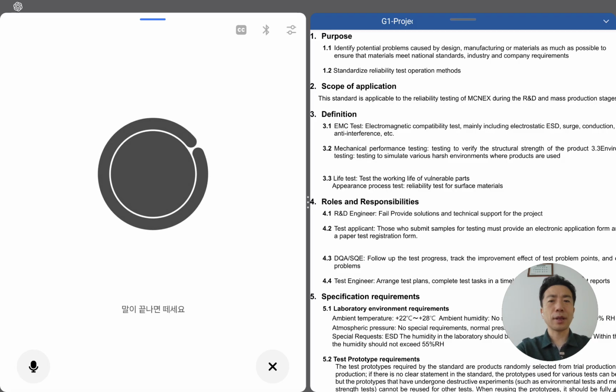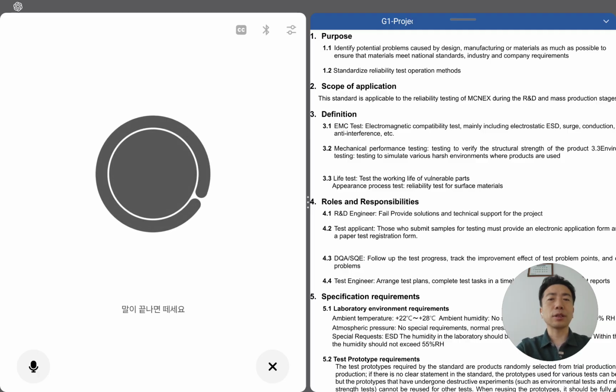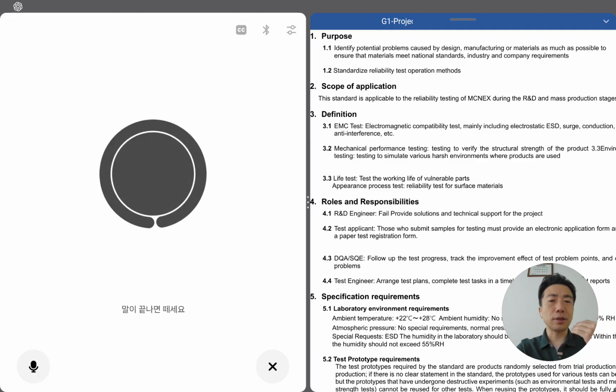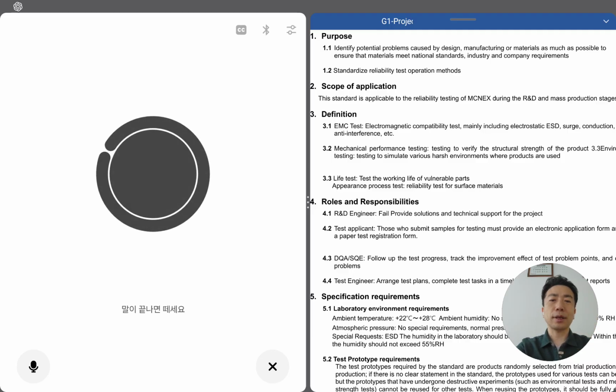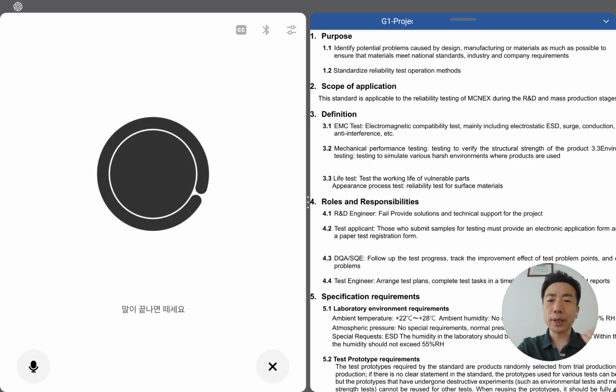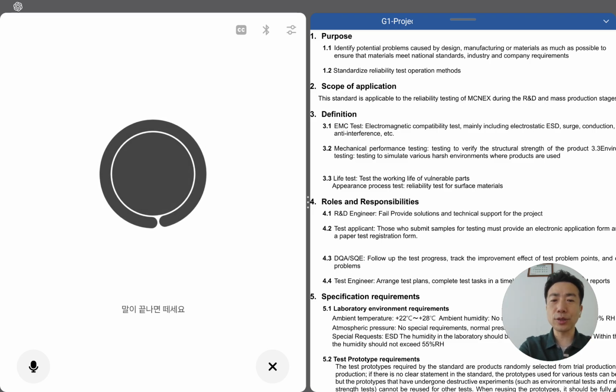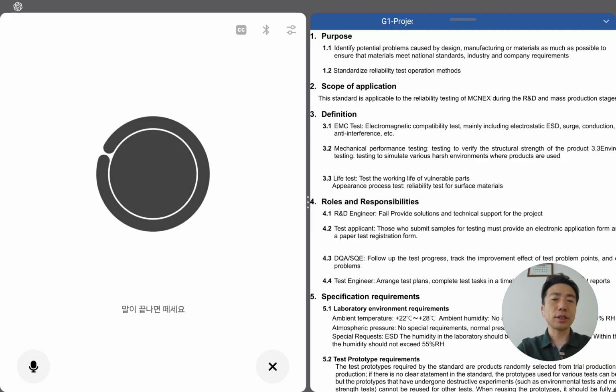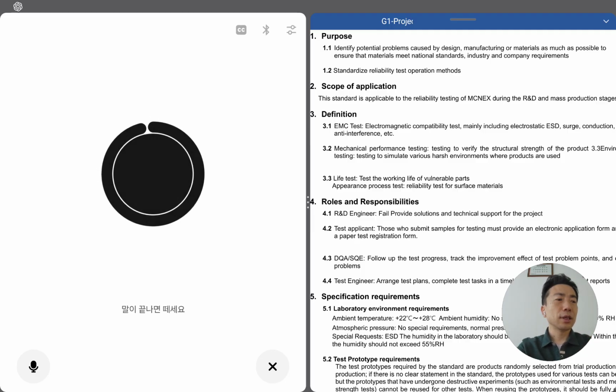Okay, I got the point. GPT, listen. The purpose of this document is to define standardized reliability test methods and acceptance criteria for our golf rangefinder watch. It ensures that any issues in design, materials, or manufacturing are found early, so the final product meets both international and company quality standards.